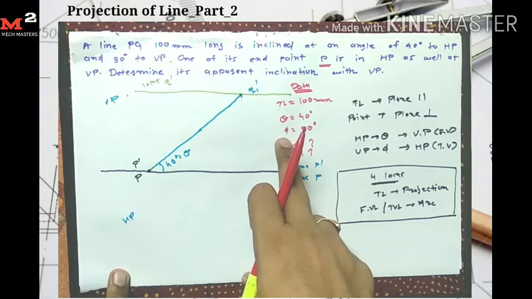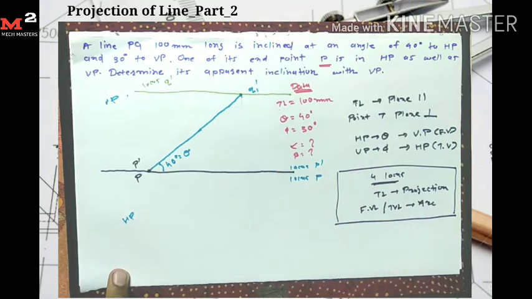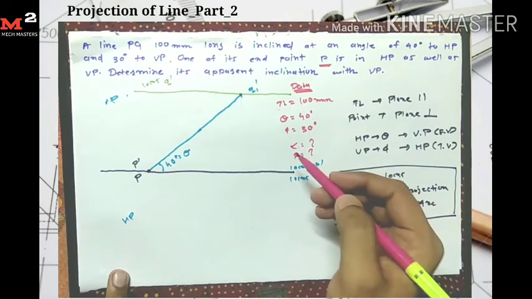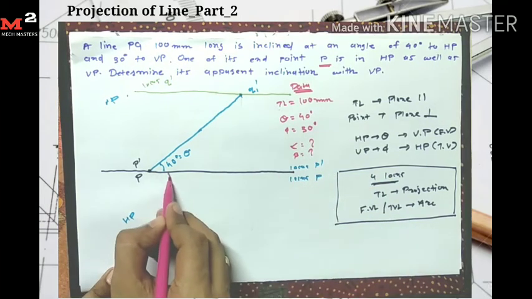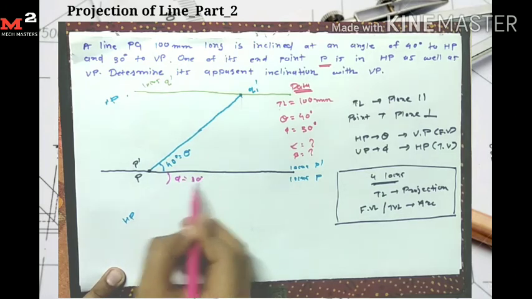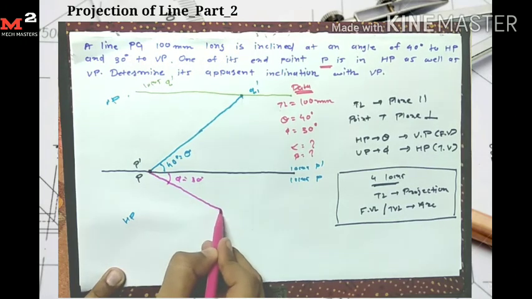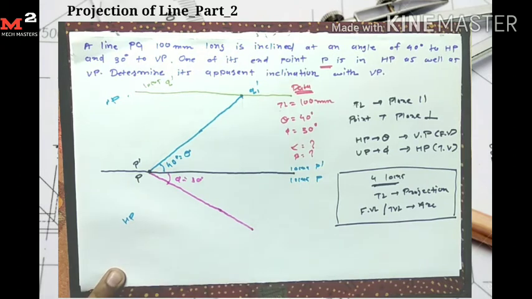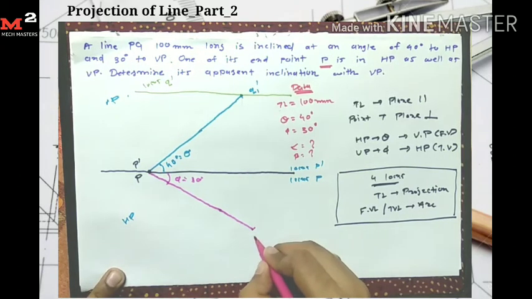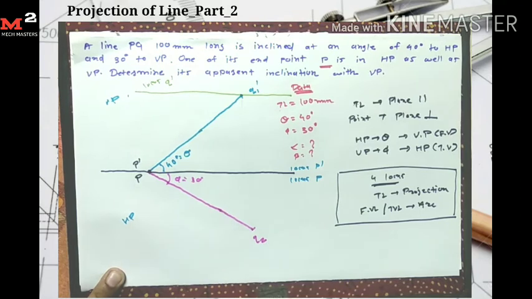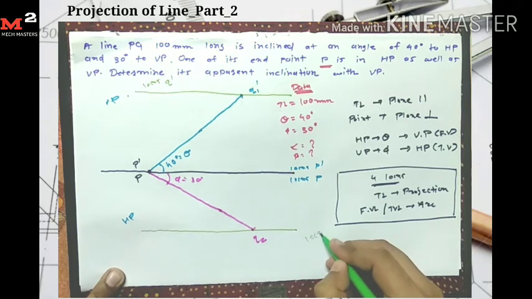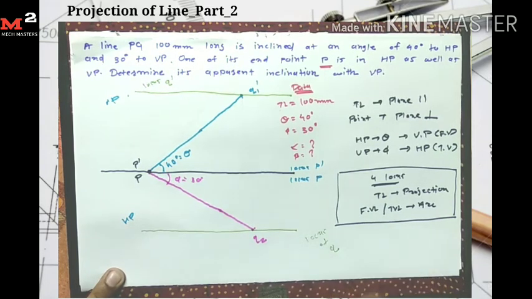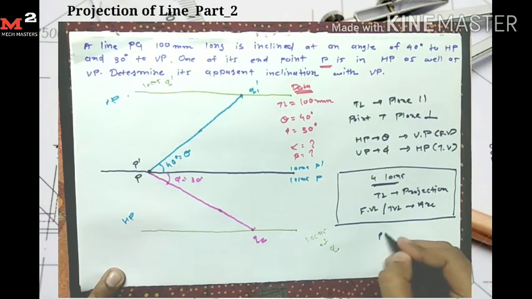Another condition given is phi equal to 30 degrees. It means the line makes an angle of 30 degrees with the vertical plane. So we represent this angle on the horizontal plane. Phi is equal to 30 degrees. From this point I measure the angle phi of 30 degrees and the length is equal to 100 mm. I draw one line here. At the end point I give the name Q2. So I get the fourth locus here. This is the locus of Q.